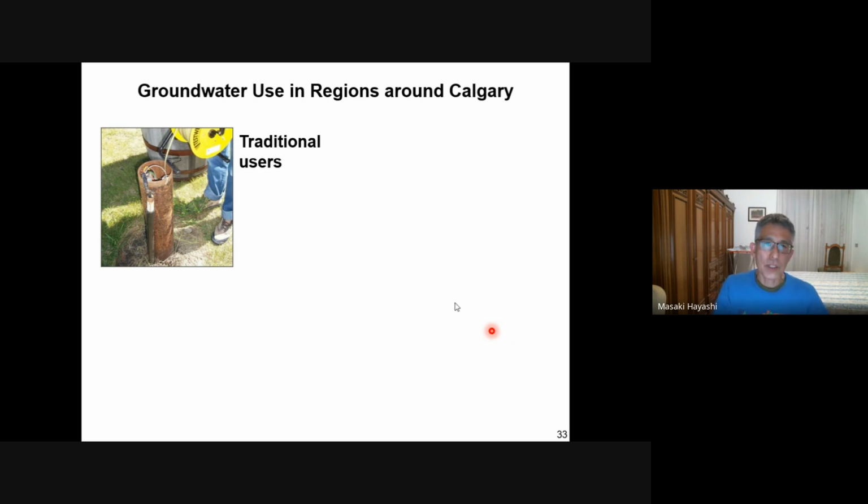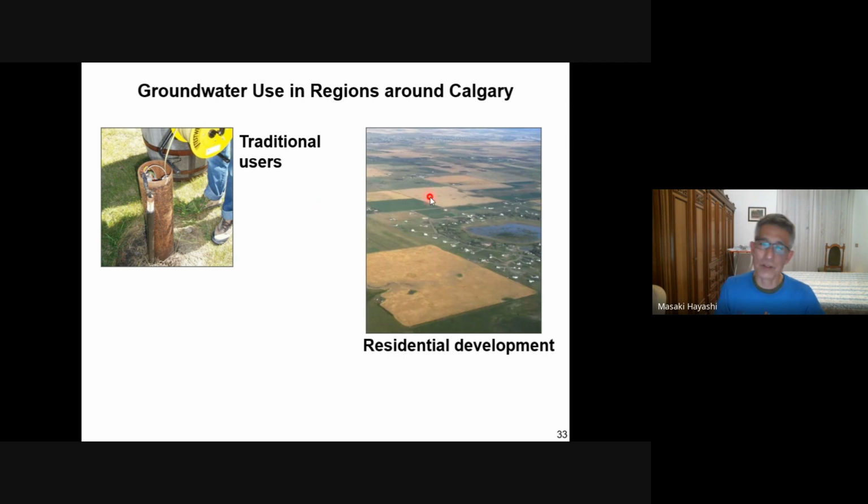So look at groundwater use in the region around Calgary. So we have traditional users. These are farmers, generations of farmers who have been using this water well as their lifeline source of water supply. And then some farmers, they don't have their sons or daughters wanting to farm anymore, so they sell their land to a land developer. So they develop the land and build more houses. So all these houses still don't have access to the urban water supply. So in this case, there are 50 or so houses, all new houses. They all have wells. So all of a sudden, there is an increase in water use.